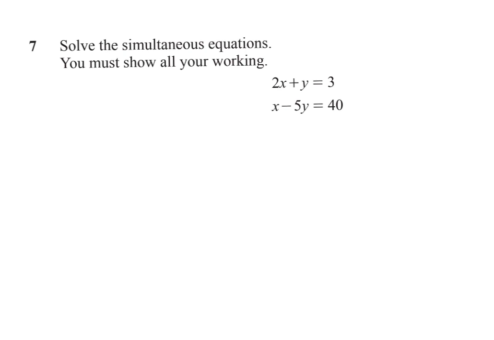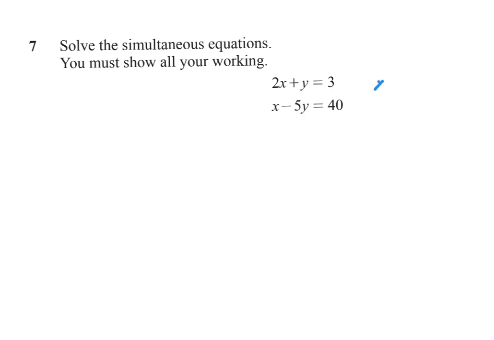Number 7, solve the simultaneous equations 2x plus y equals 3, x minus 5y equals 40. Look for the coefficient of x, 2 and 1. You can multiply the second equation by 2, then subtract. The coefficient of y, 1 and negative 5. You can multiply the first equation by 5 if you need to eliminate y. So you have a choice. You can eliminate x or eliminate y.